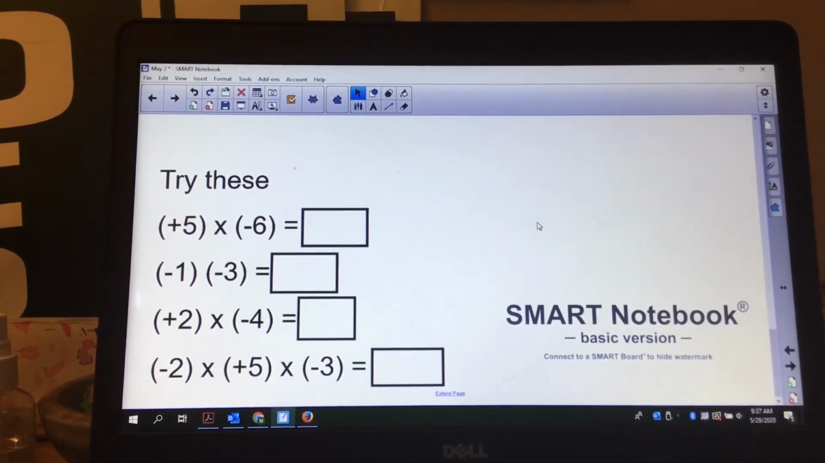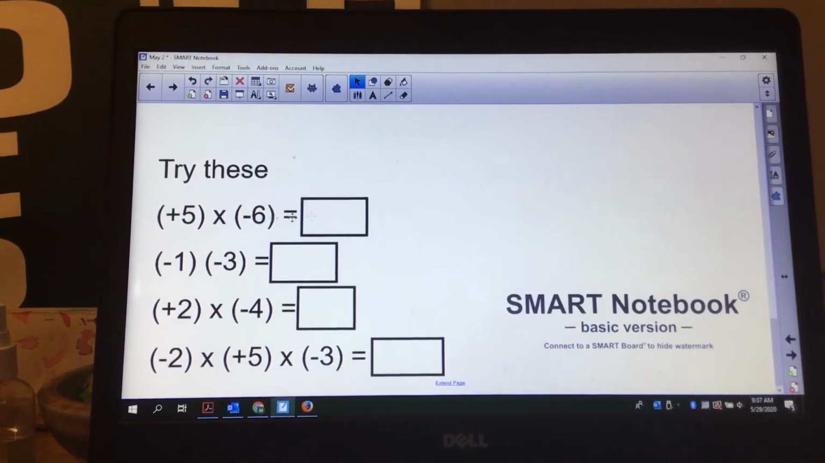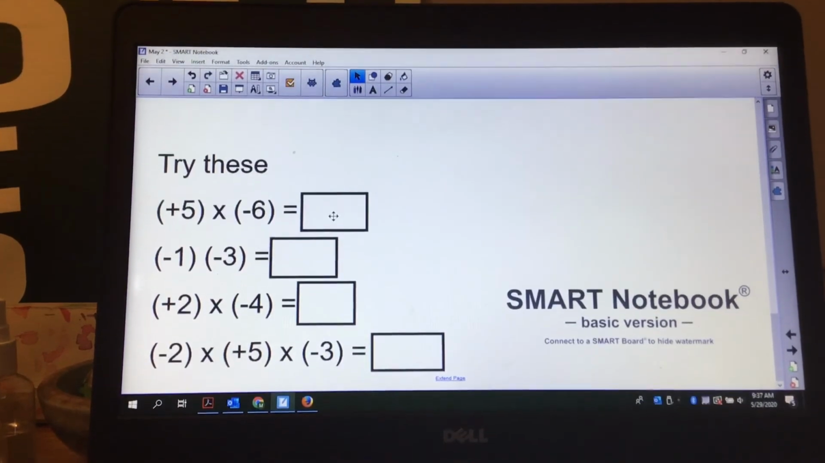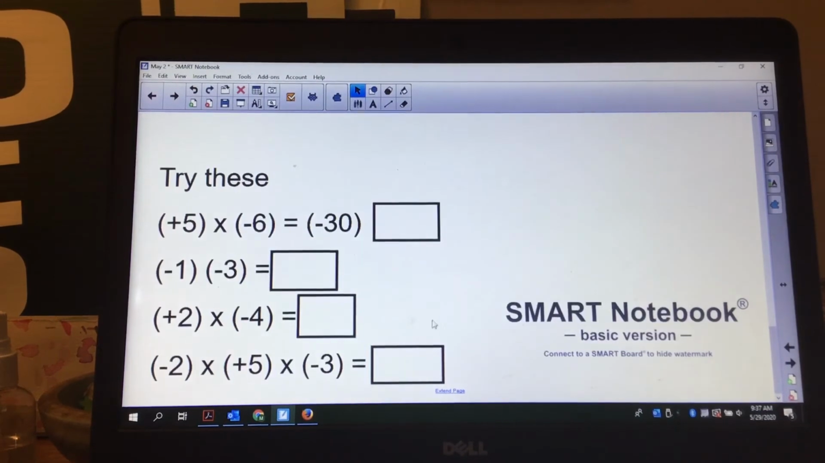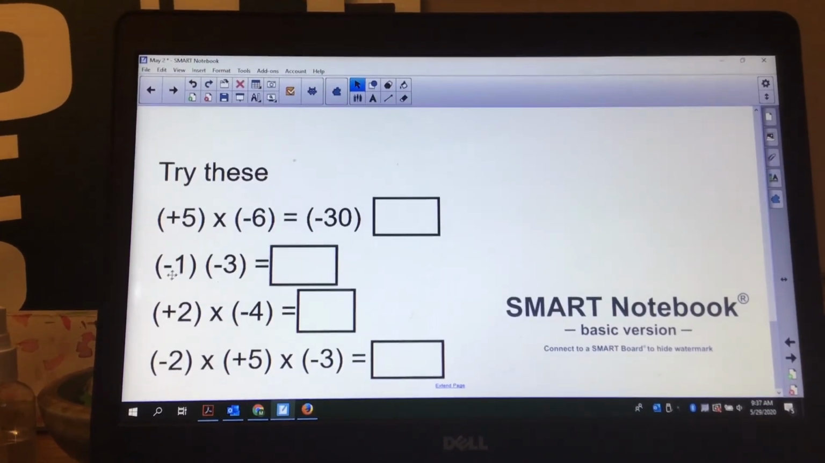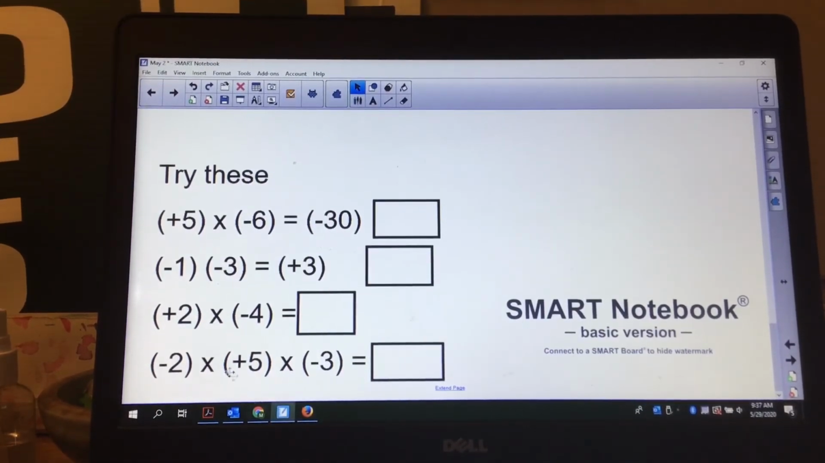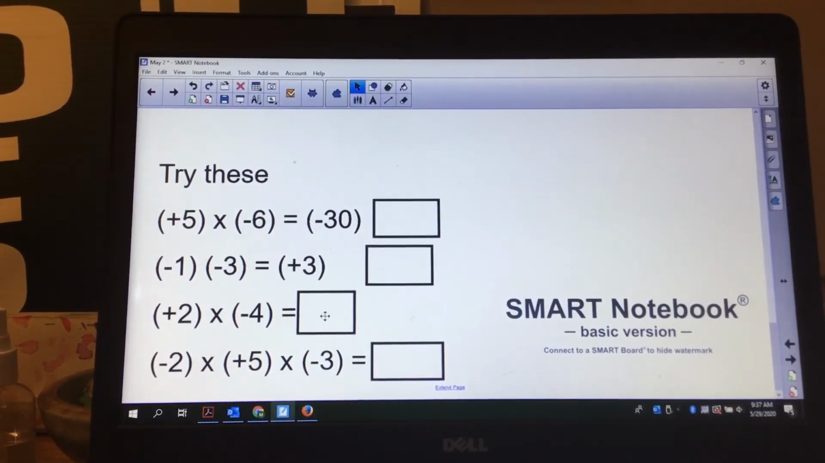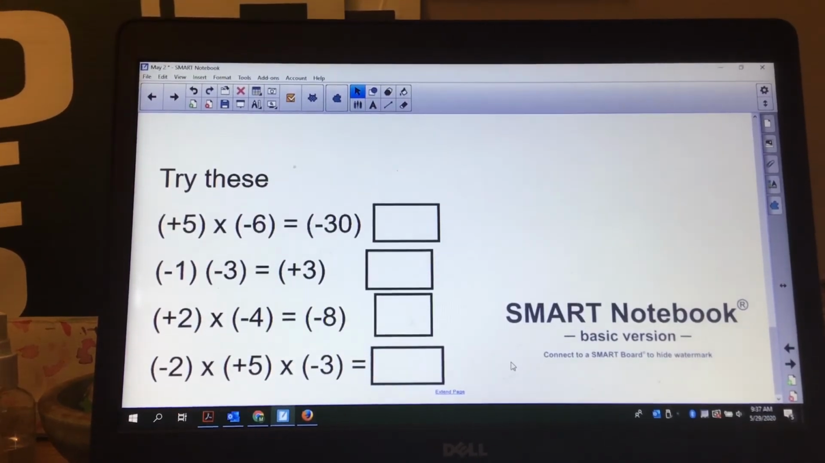So pause the video. Okay, so let's take them up. I've got a positive times a negative, so my answer has to be negative. Okay, 5 times 6 is 30, so it's going to be negative 30. I have a negative times a negative, that's going to give me a positive result. So 1 times 3 is 3, I have positive 3. I have a positive times a negative, I have one of each. So my answer is going to be negative. 2 times 4 is 8, so it's going to be negative 8.